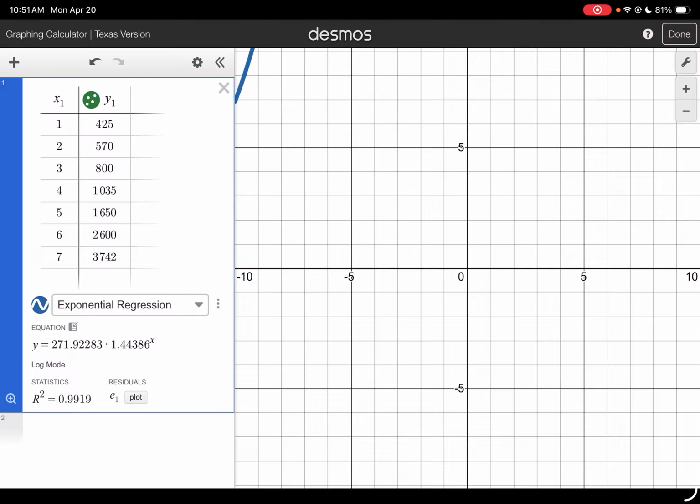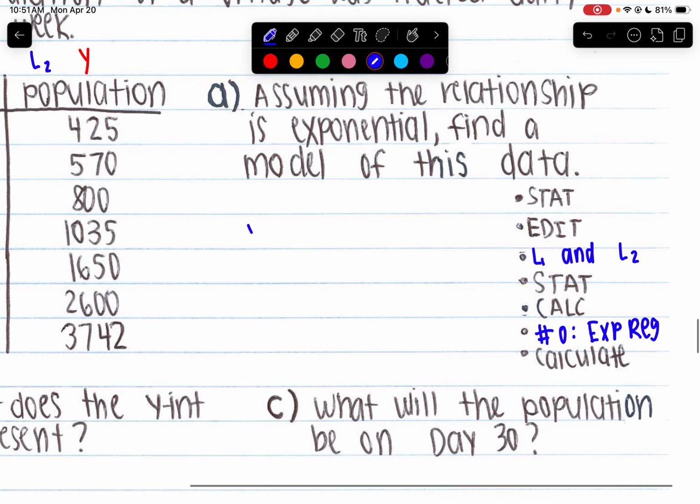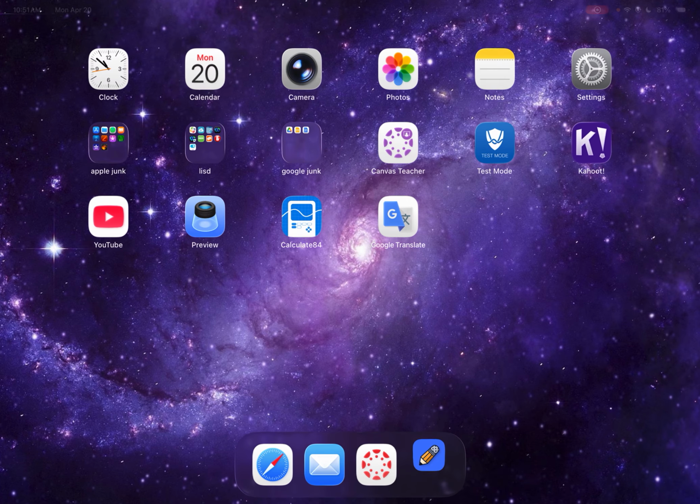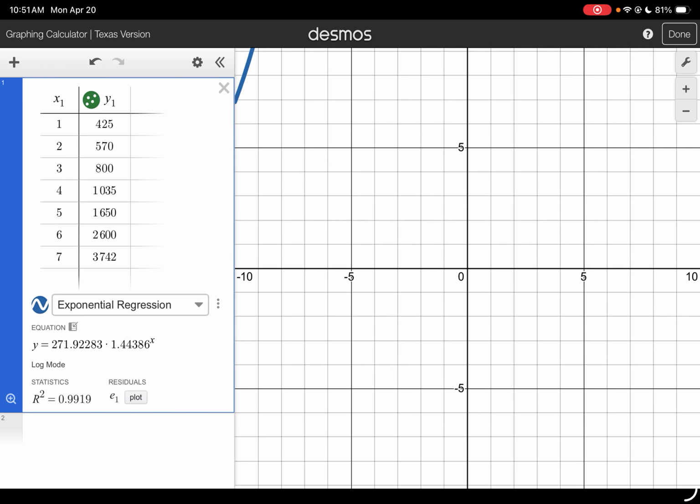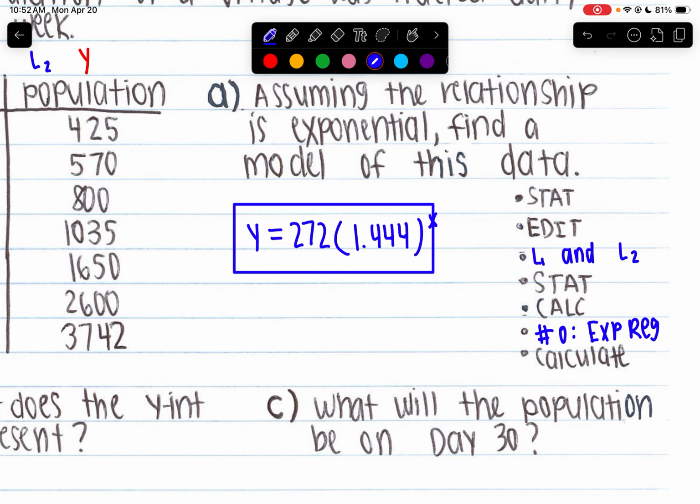And I'm just gonna double check that these are all correct. 425, 570, 800, 1035, 1650, 2600, 3742. All right. So I have the equation here. Again, we're gonna round the A value to the nearest whole number, so that should be 272. Is that right? Yeah, it's 271.9, so 272. And then the B value is 1.44386. We're going to round that to 3 decimal places, so 1.444. And I like to use parentheses for this part. You don't have to. If you want to just do the dot for times, you can do that as well. So that is my equation. I did all of that in Desmos.